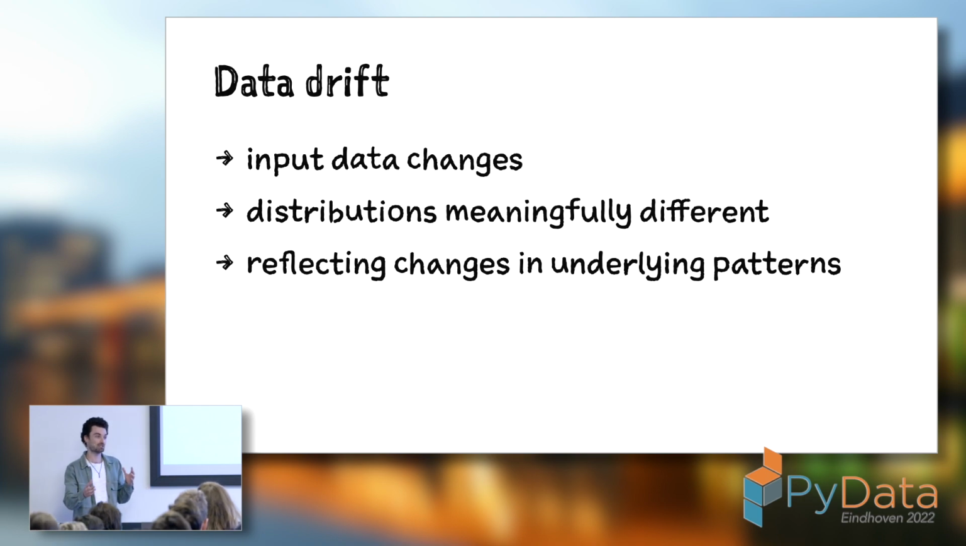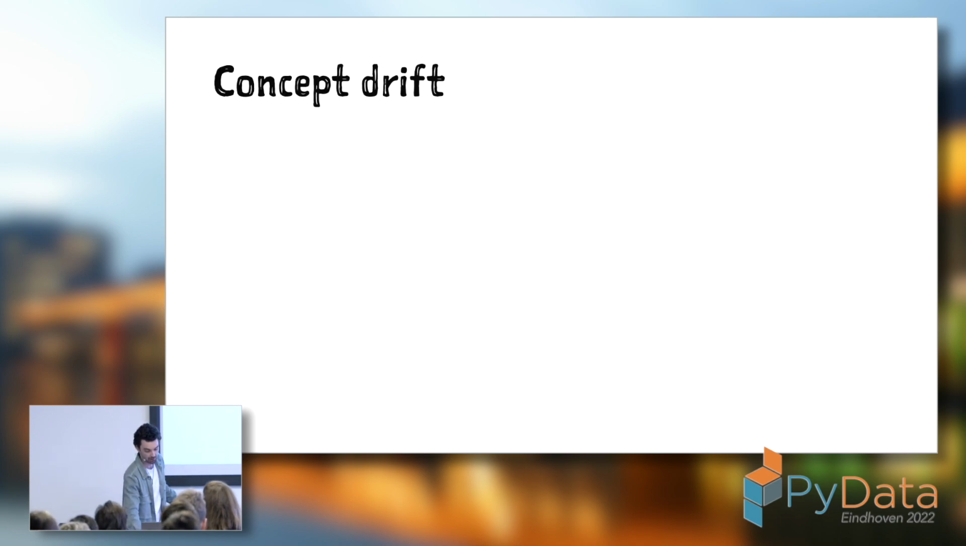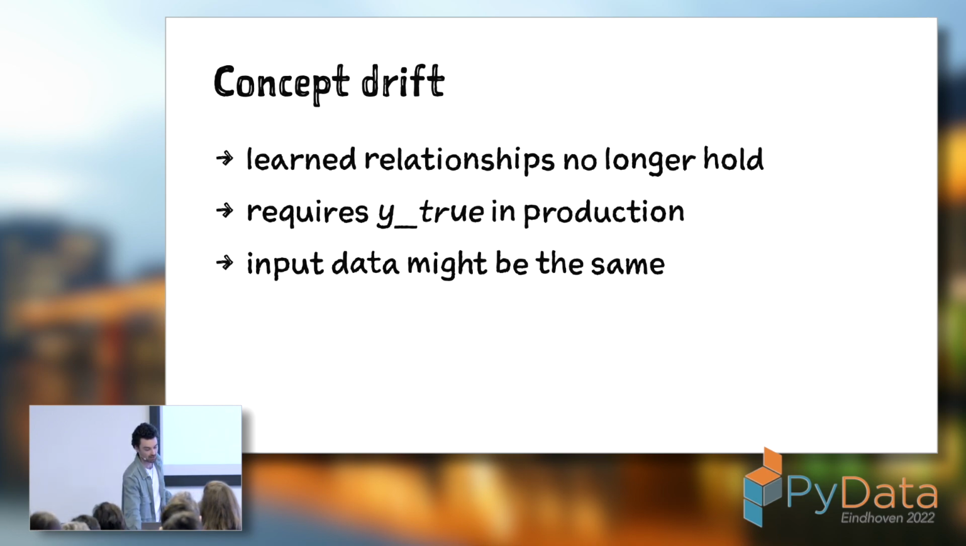There are ways to compare distributions. There's KL divergence, or there are other ways to compare them mathematically. But just looking at the distributions in your production system and at what you had during training can already be insightful before adding this complex logic. So data drift is when inputs are changing. Then we have concept drift, which is when the learned relationships in your model are no longer true.